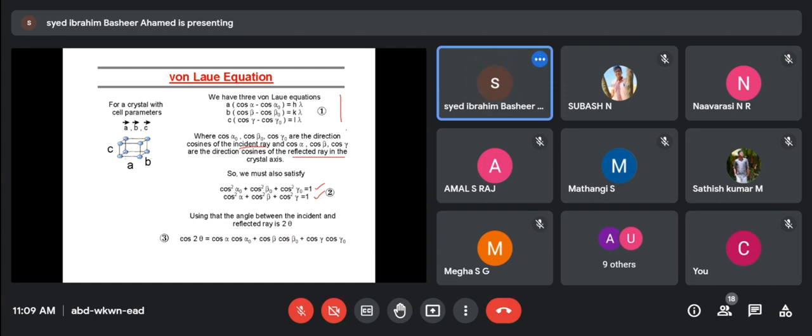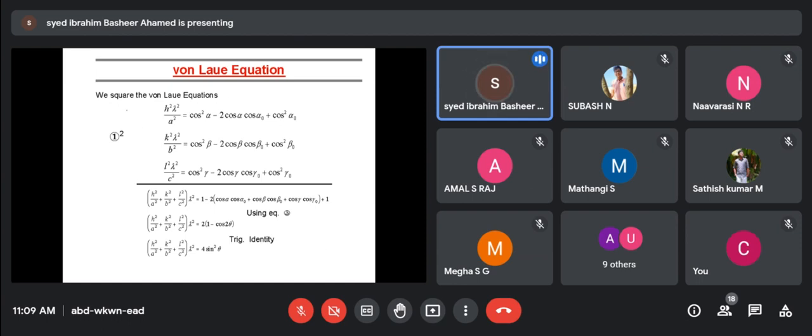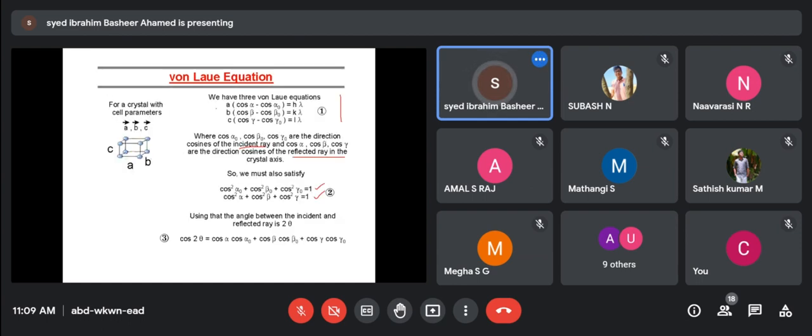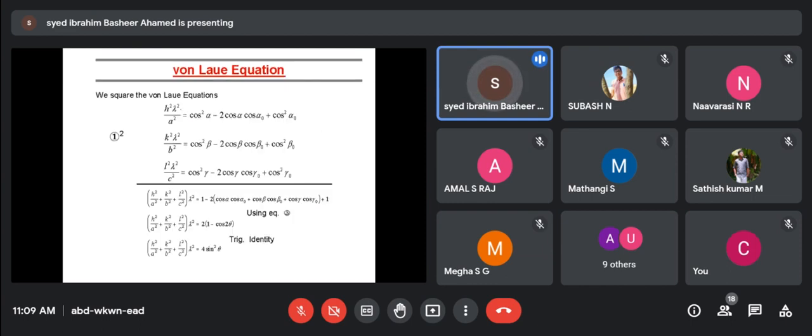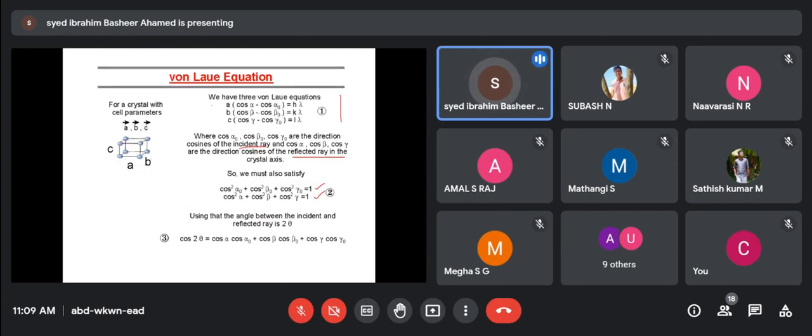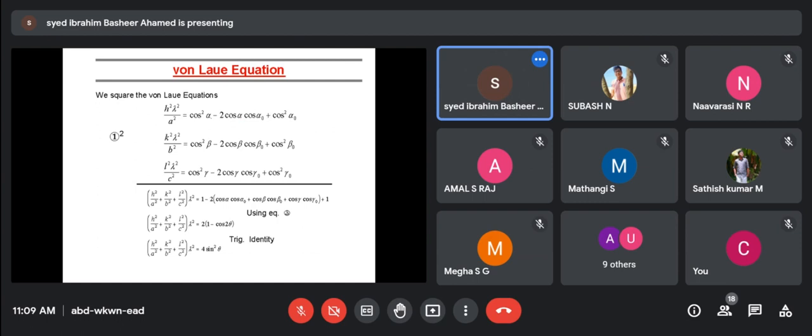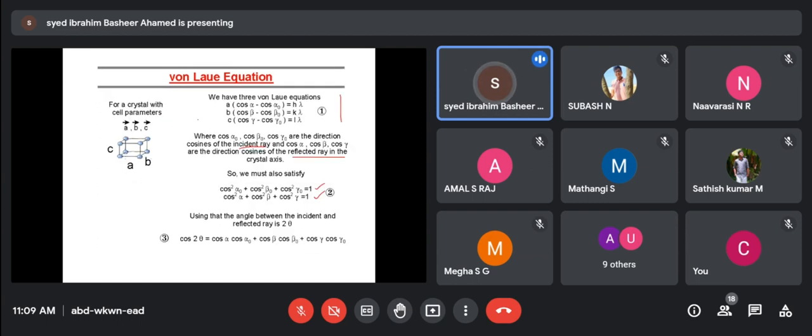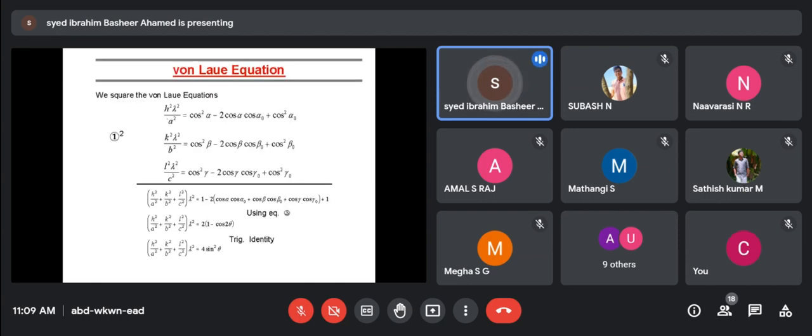Okay. So now you square the Laplace equation. Take this and square it. So h square lambda square is equal to a square of (cos alpha minus cos alpha 0) whole square, right? So you will have it completely squared. What I will do is take this a square and bring it here. So h square lambda square divided by a square.